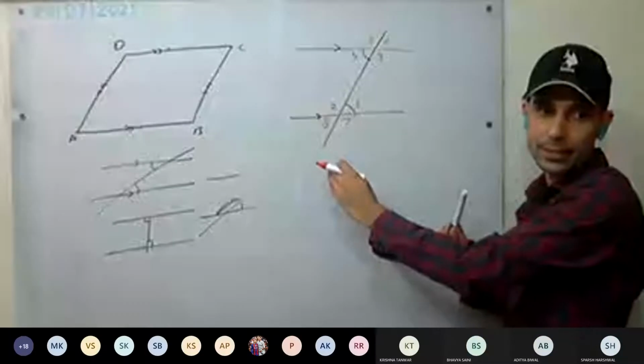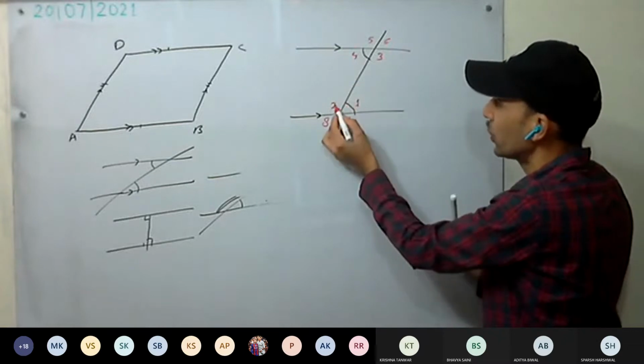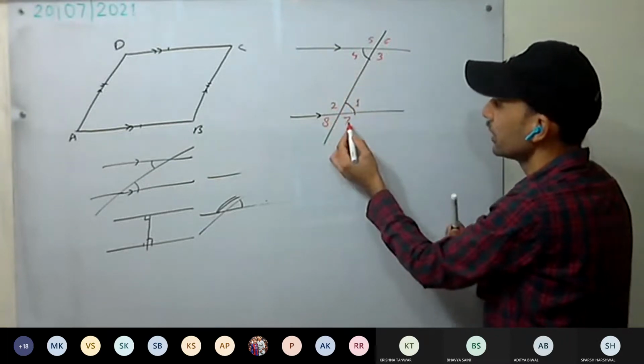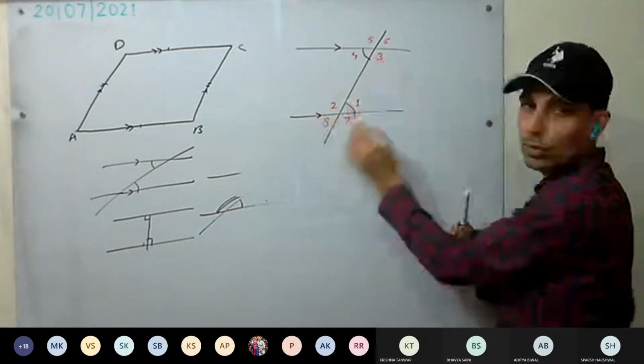Parallel, a third line is cutting them. Okay, so 1 and 4, they are alternate angles. 2 and 3, they are alternate angles. 7 and 5, they are alternate angles. 8 and 6, they are alternate angles.